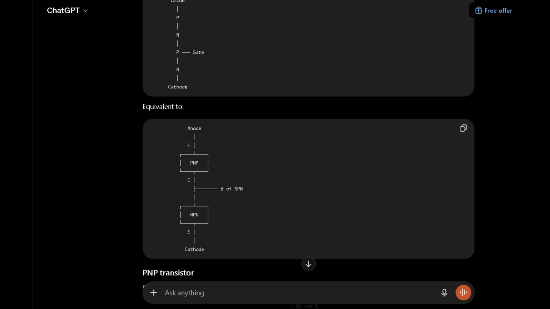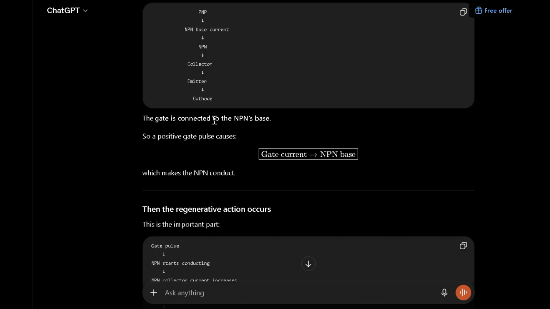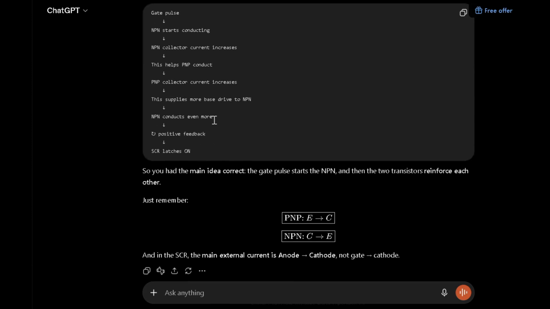Next time, we'll learn about the SCR waveform. We'll start with the SCR waveform and SCR triggering.